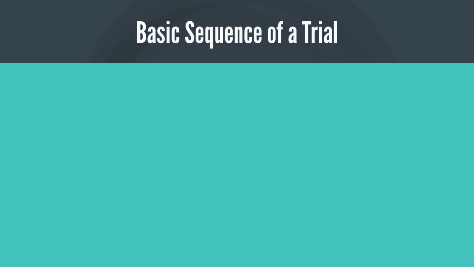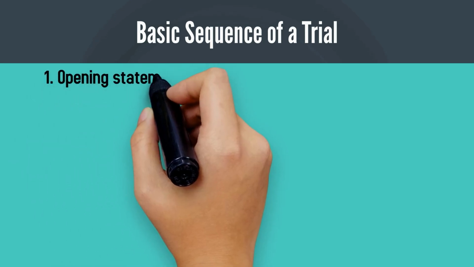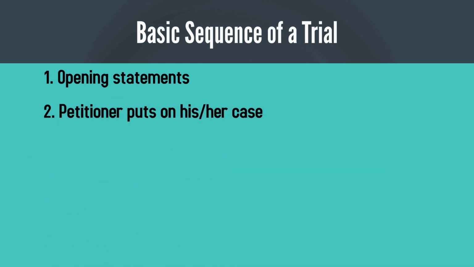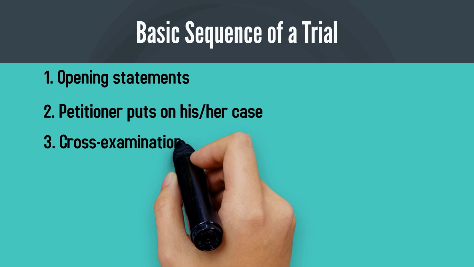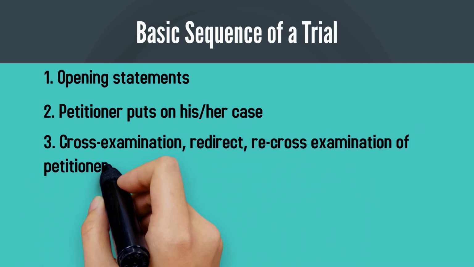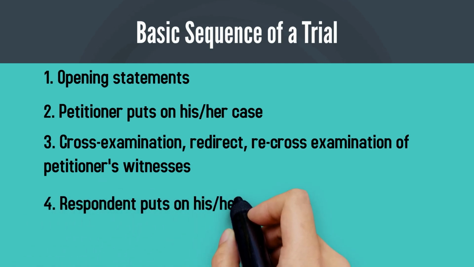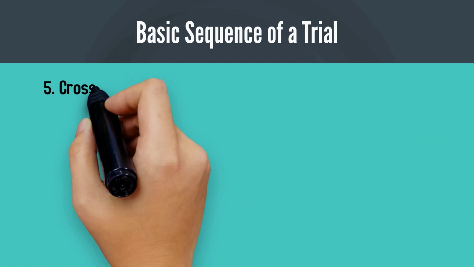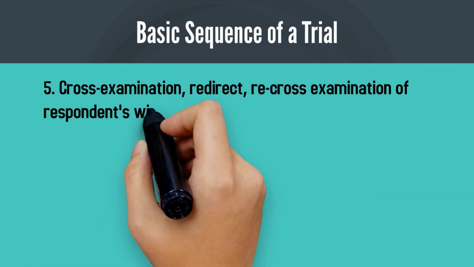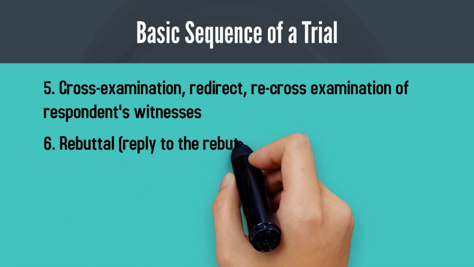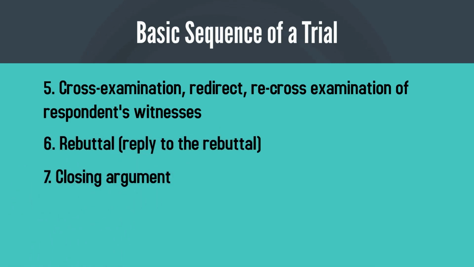Basic sequence of a trial. The basic sequence of a trial is as follows. 1. Opening statements. 2. Petitioner puts on his or her case. 3. Cross-examination, redirect, recross-examination of petitioner's witnesses. 4. Respondent puts on his or her case. 5. Cross-examination, redirect, recross-examination of respondent's witnesses. 6. Rebuttal. 7. Closing arguments by both sides. And 8. The ruling by the judge.